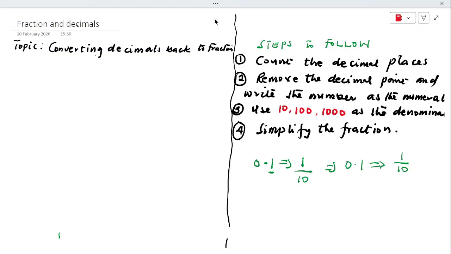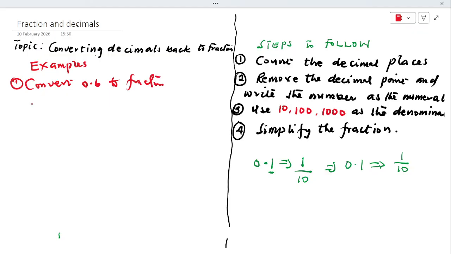So we have to convert 0.6 into a fraction. So we have examples. Now we have to convert. Example 1: convert 0.6 to a fraction.